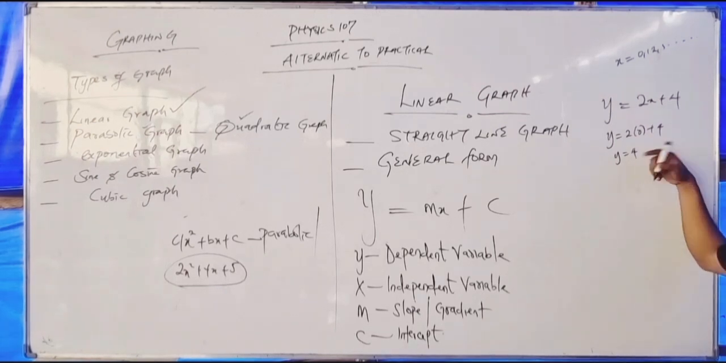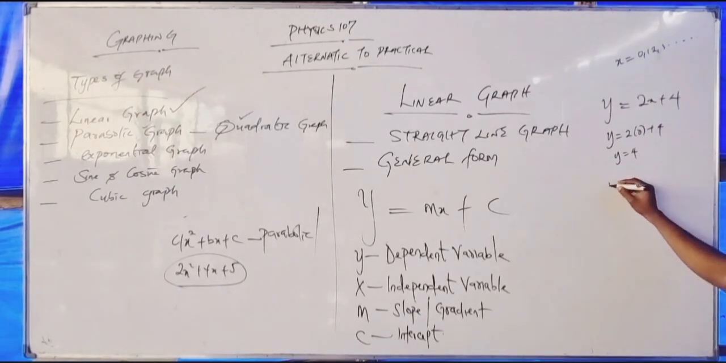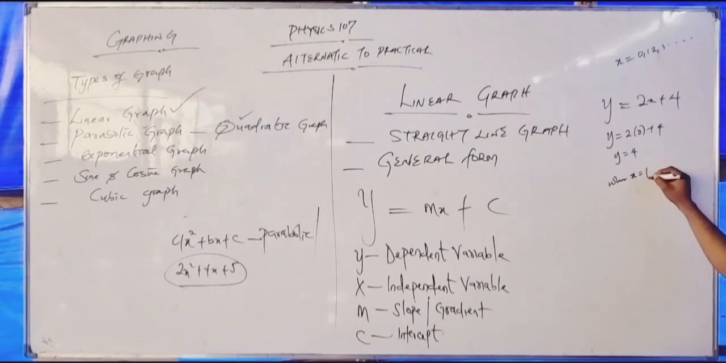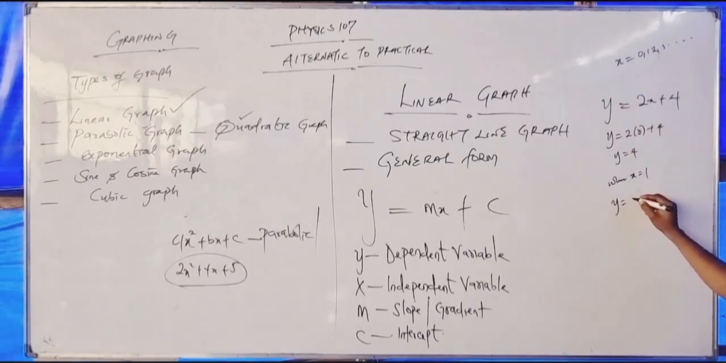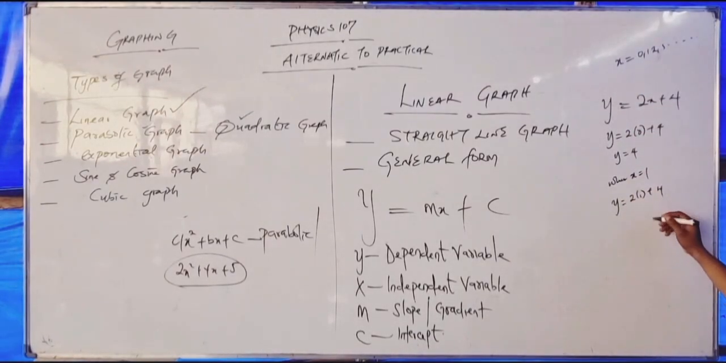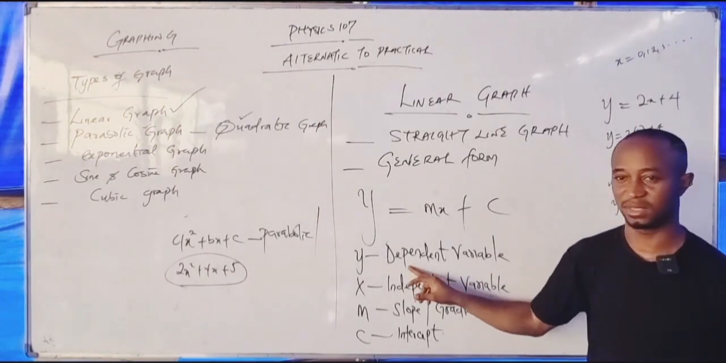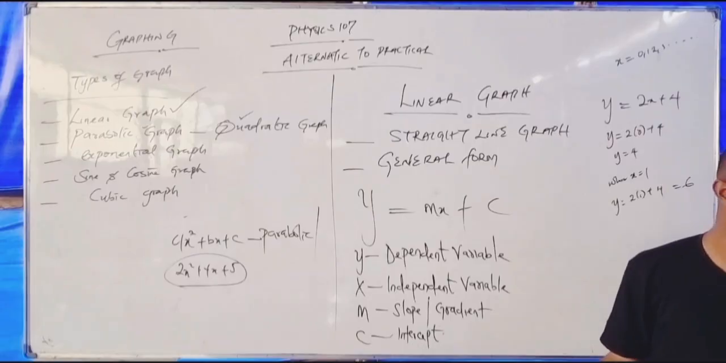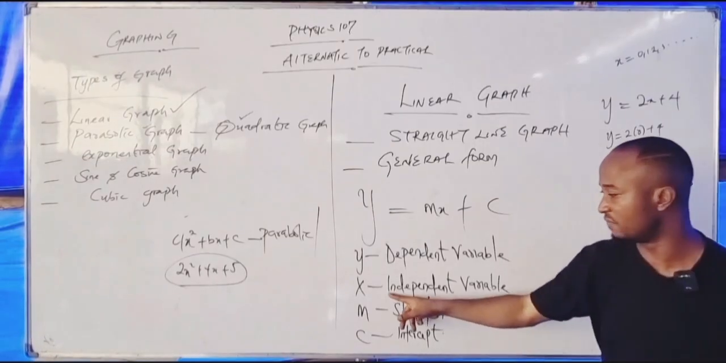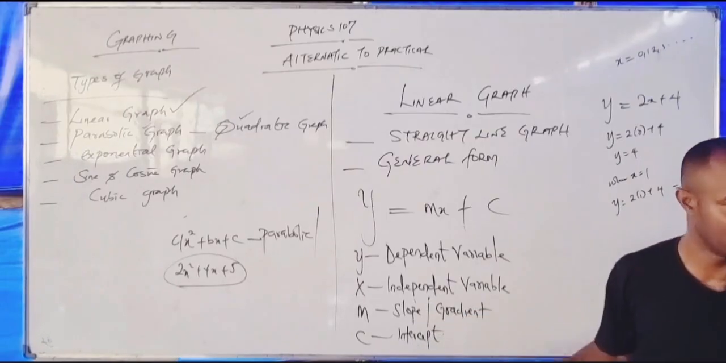So 2 times 0 is 0, and 0 plus 4 is 4. Then when x is 1, what's the y? 2 times 1 plus 4 gives us 6. Are you seeing it now? Now you can see why y is called dependent. Y depends on x. So y cannot define itself. It can only be defined when you know the value of x.